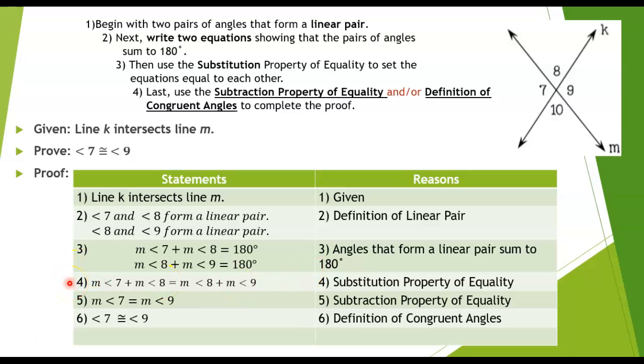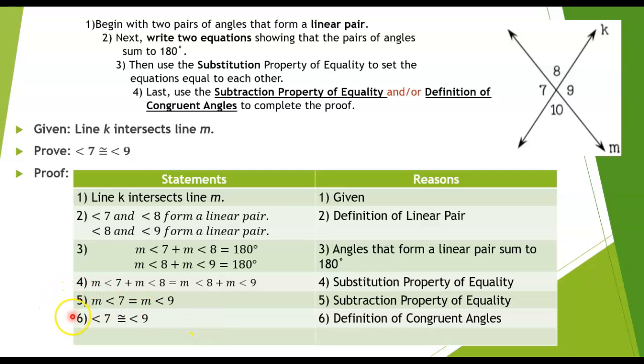Statement 4: the measure of angle 7 plus the measure of angle 8 is equal to the measure of angle 8 plus the measure of angle 9. I used the substitution property of equality to validate it. For the next statement, I said that the measure of angle 7 is equal to the measure of angle 9, and that is true by the subtraction property of equality. I subtracted the measure of angle 8 here, and then I subtracted the measure of angle 9 here, and that gave me statement 5.